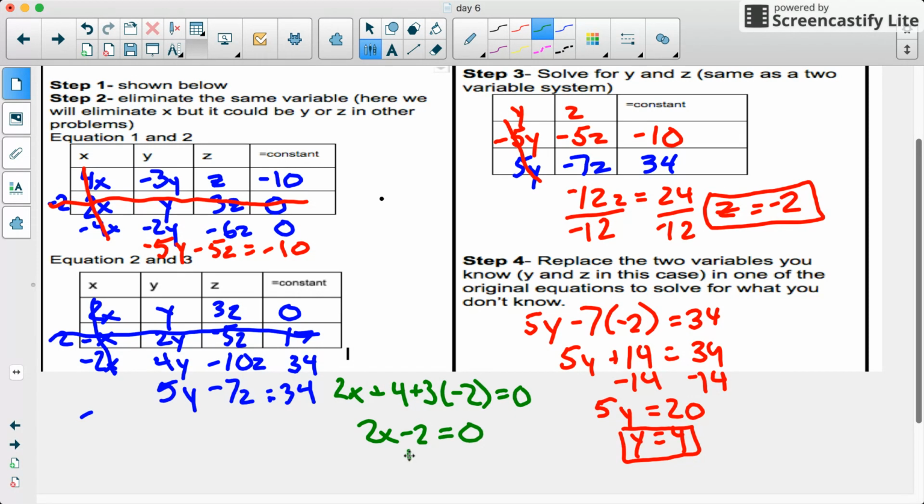And if I add 2 to both sides, I get the equation 2x equals 2, and x equals 1. So my solution is 1, 4, and negative 2.